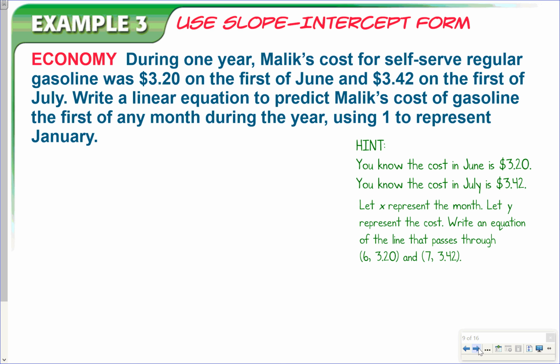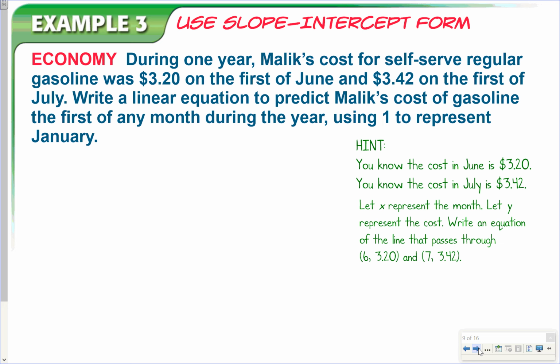Example 3. Here's a good example of what you might see on a standardized test, ACT, or DOY test. During 1 year, Malik's cost for self-serve regular gas was $3.20 on the 1st of June and $3.42 on the 1st of July. Write a linear equation to predict Malik's cost of gasoline the first of any month during the year using 1 to represent January, right? Okay, so there's a hint over there.